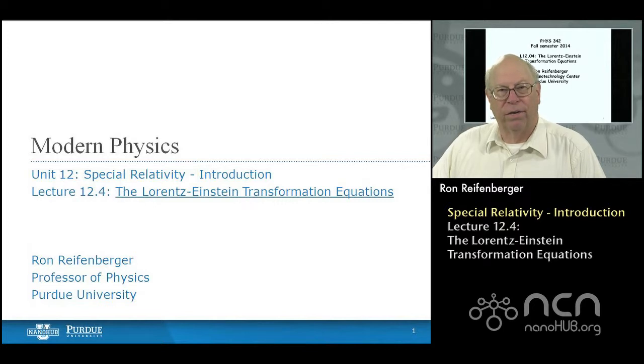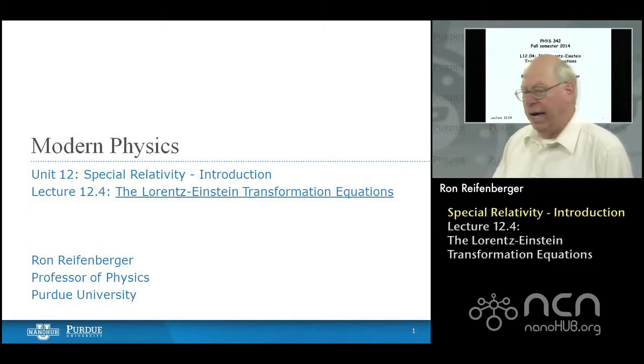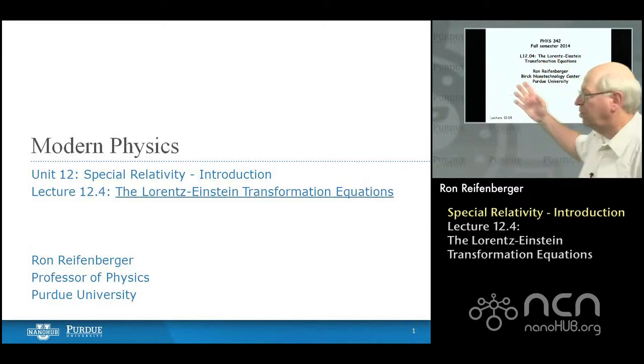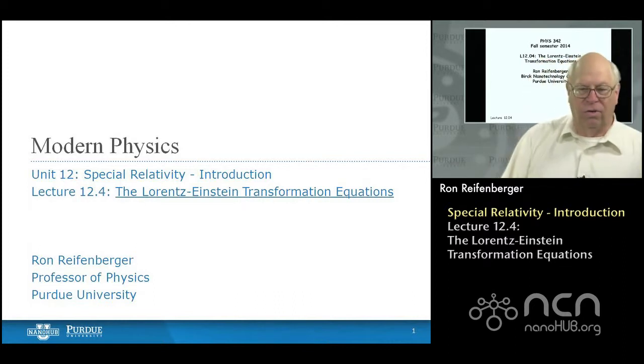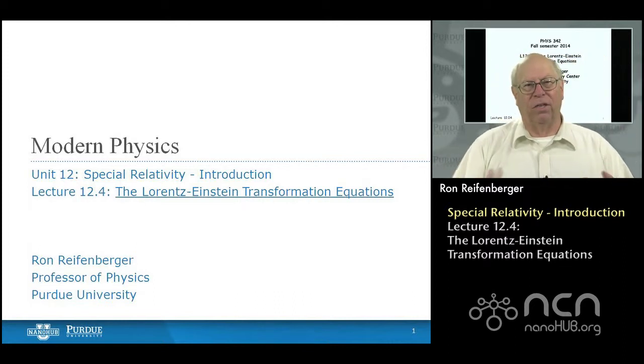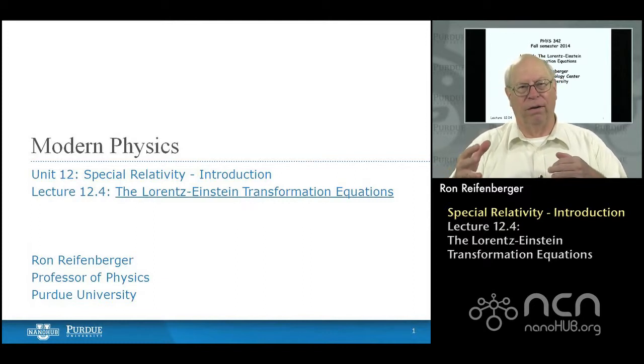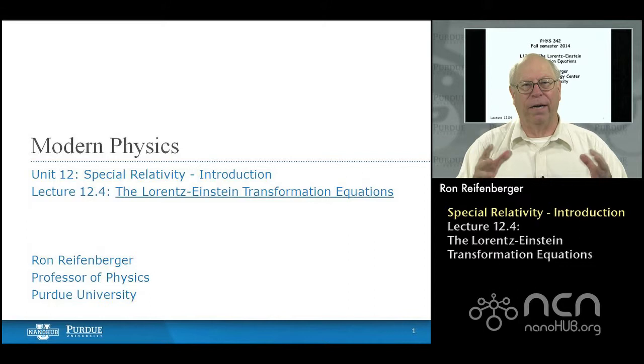this experimental fact that the speed of light is constant caused the development of what are now referred to as the Lorentz-Einstein Transformation equations. These are equations that replace the Galilean transformation equations and allow you to go from a moving frame to a fixed frame in such a way that the speed of light remains constant, independent of the velocity of the moving reference frame.